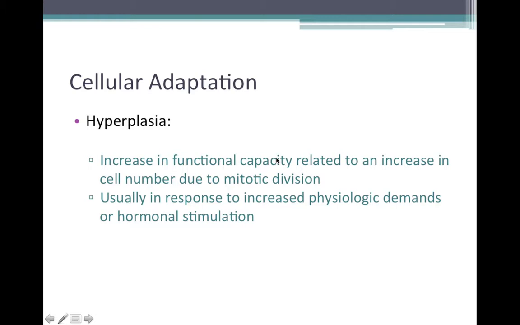Now, hyperplasia is an increase in the number of cells in your tissue, and this is usually going to come about from increased physiological demands or hormonal stimulation. Like if an organ or tissue is being stimulated more so by a hormone or has to be used more often, that can induce hyperplasia.